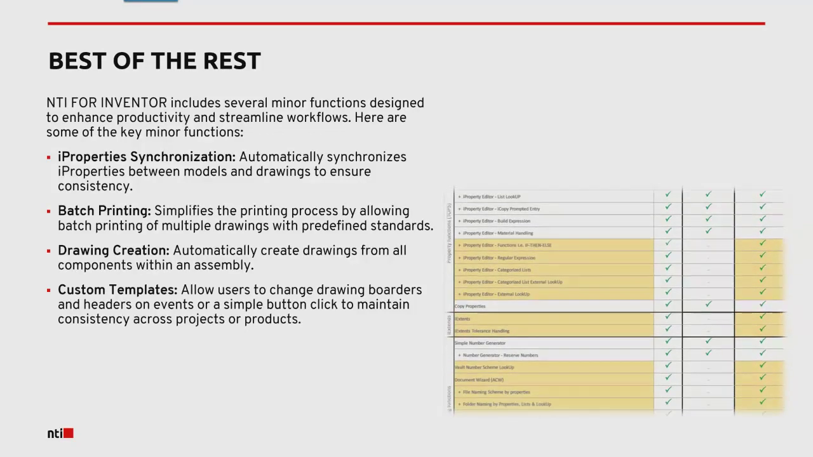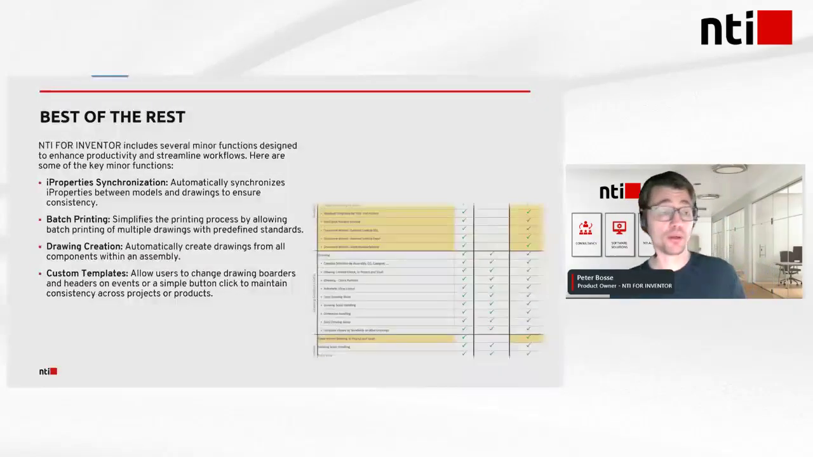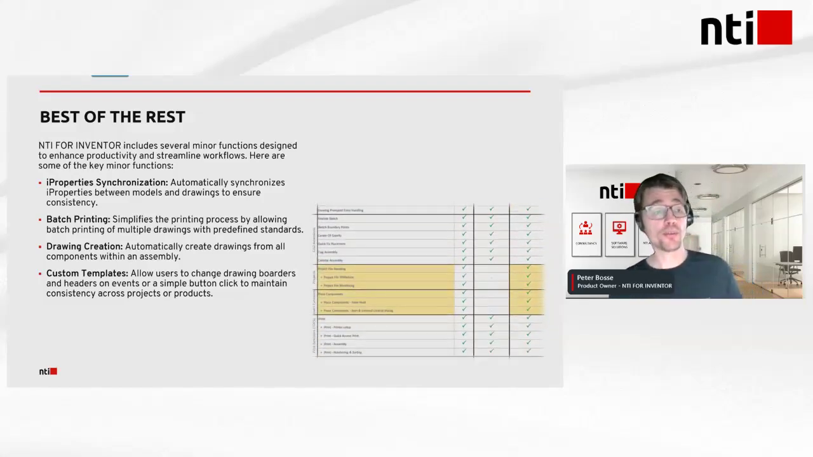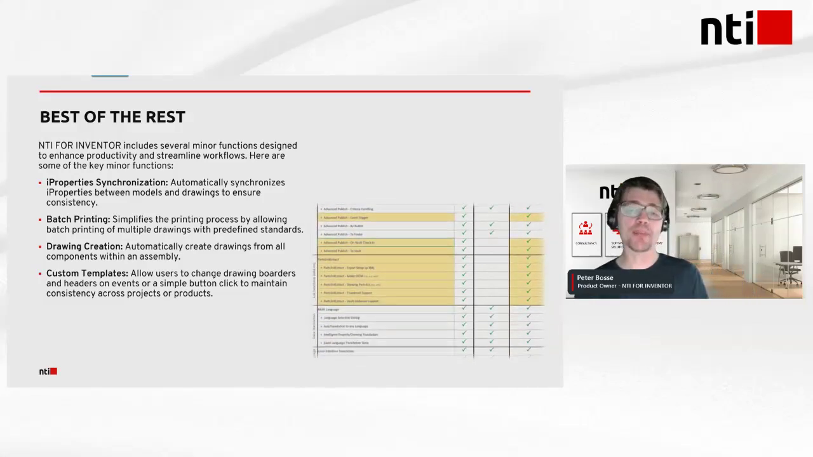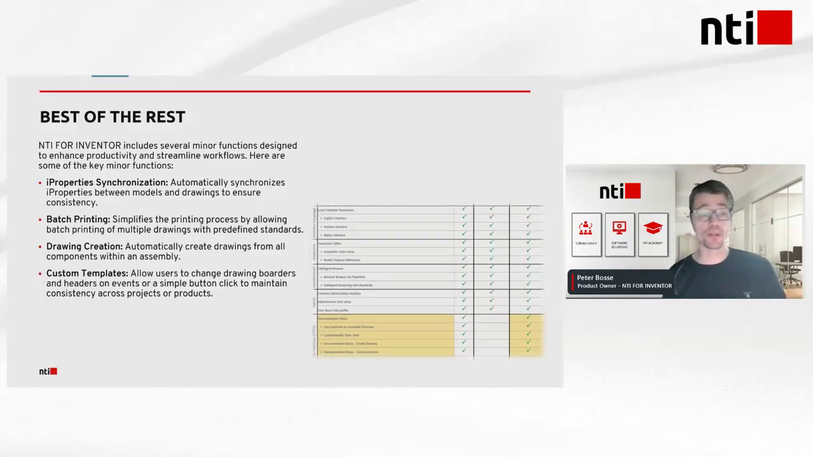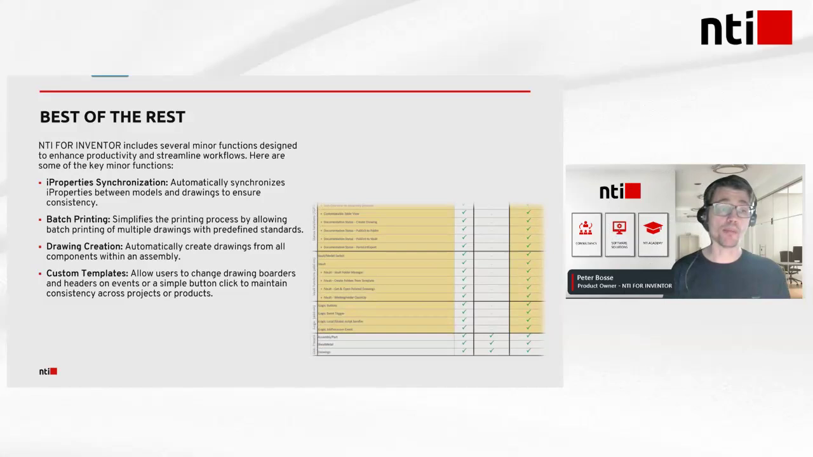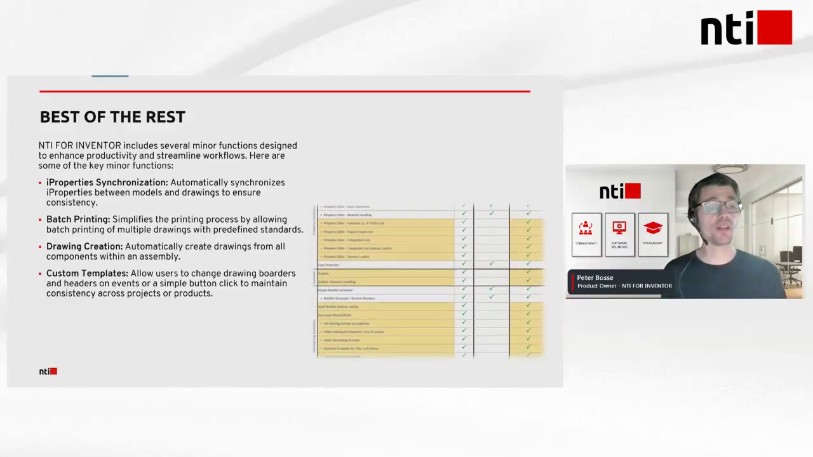As I started saying, we have more than 50 features in this program. I can't show you all today, but these are some of them. We have an ability to synchronize properties from the drawing to the model or from the model to the drawing. We'll show you later. We have a batch print, so you can be in the assembly and print all the drawings in the assembly.